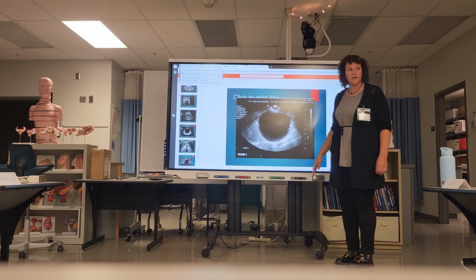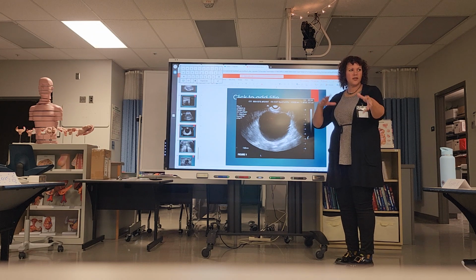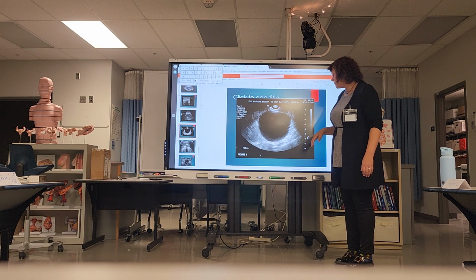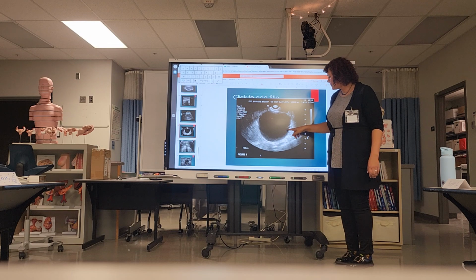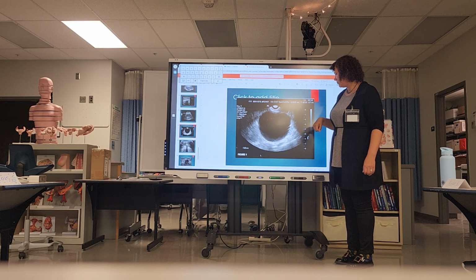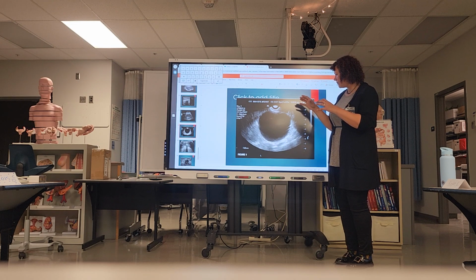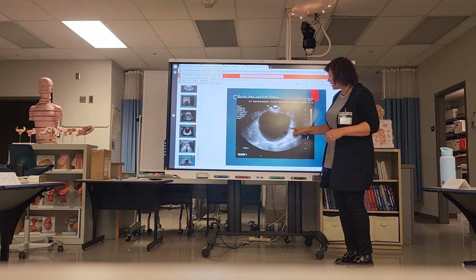You guys will learn this in physics. It coincides with physics. The way to counter echoes like this is to turn the gain down. You're going to decrease the gain of the entire image, and that should help here.